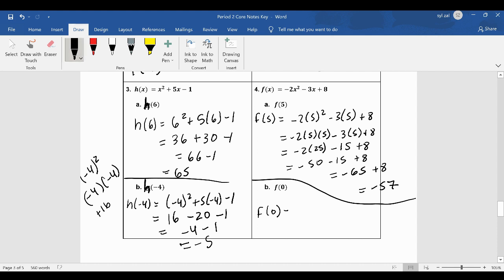F of 0, we put 0 in. Let's see what we get out. So we have 0 minus 0 plus 8. That would just give us an output of 8.